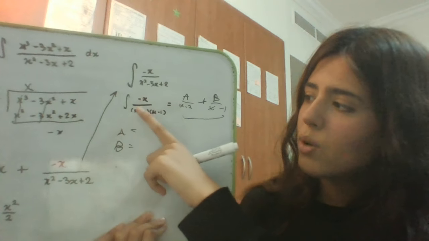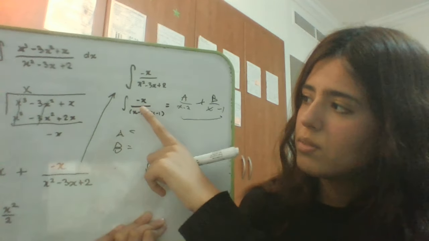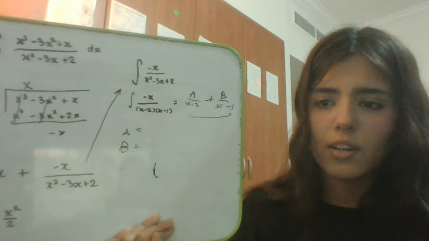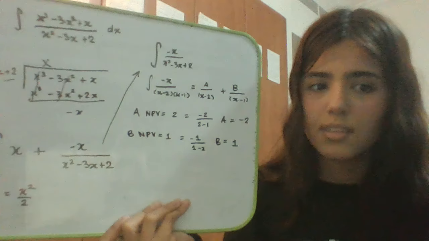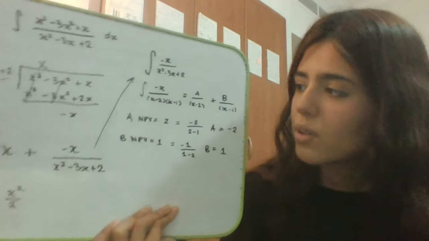So negative 2 over 2 minus 1. Okay, we're going to do that. I'm going to write it out more cleanly. So I wrote it more organized.